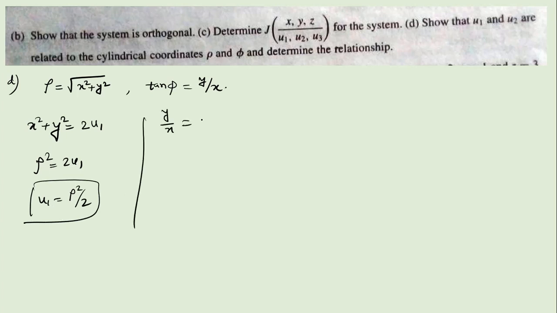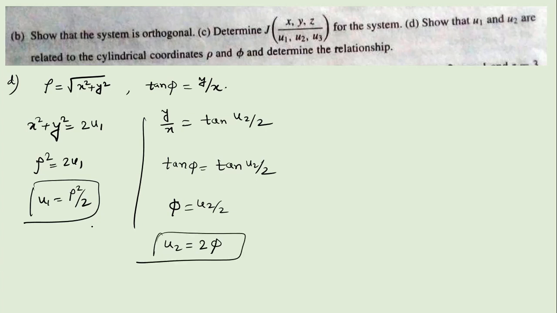Similarly, for y by x you get tan u2 by 2. So you can say tan phi equals tan u2 by 2. So phi equals u2 by 2, so u2 equals 2 phi, right? And number 3, z equals z. This is the interrelation between these two coordinate systems. I think clear.